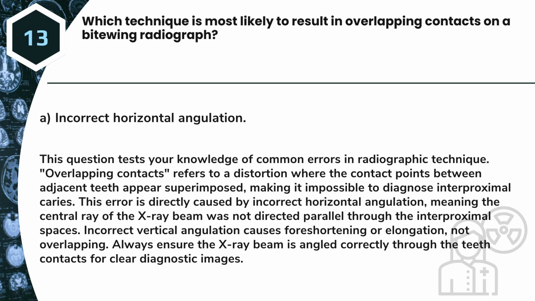Incorrect vertical angulation causes foreshortening or elongation, not overlapping. Always ensure the X-ray beam is angled correctly through the teeth contacts for clear diagnostic images.